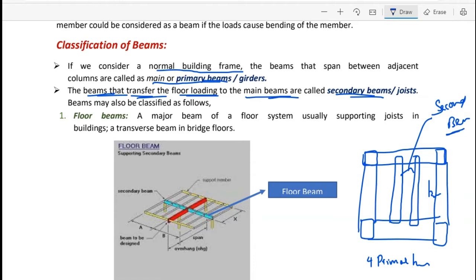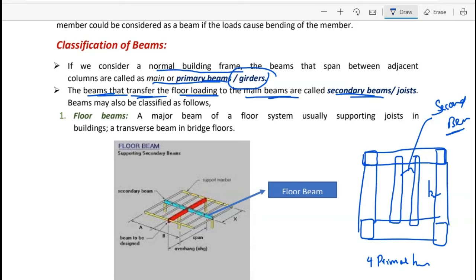Okay, so that is the difference between primary and secondary. And we call these primary beams sometimes girders also. So a girder is nothing but a beam, but these girders are beams with a large cross-sectional area, dimensions, and length. If the length and cross-sectional dimensions of the beam are very large, then you call that main or primary beam a girder.